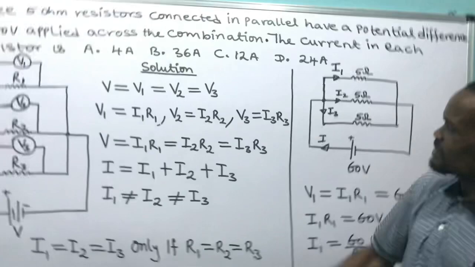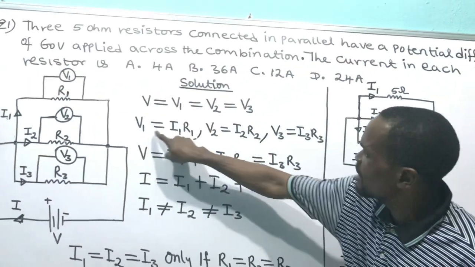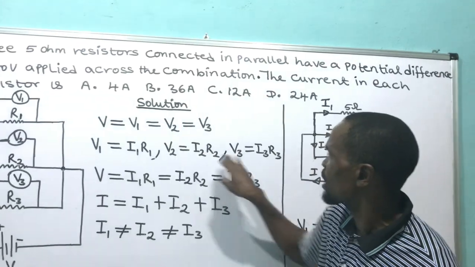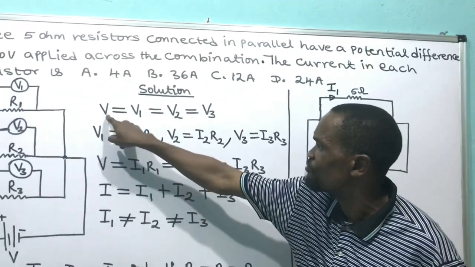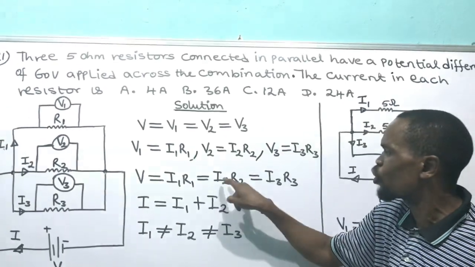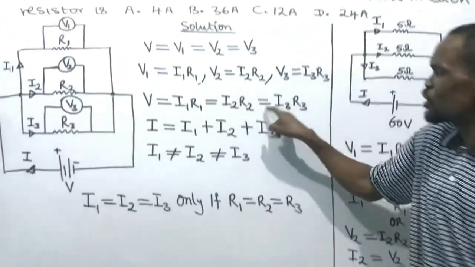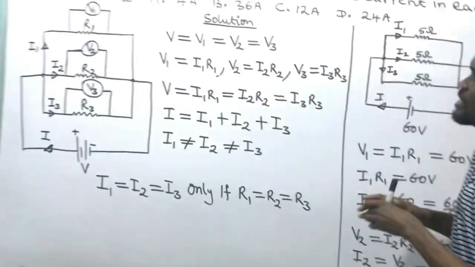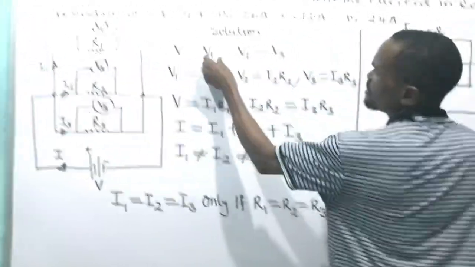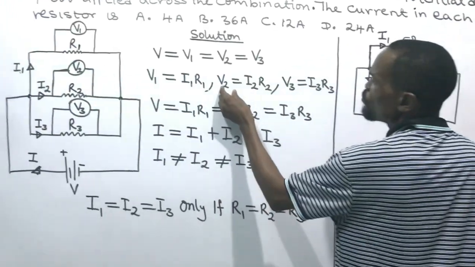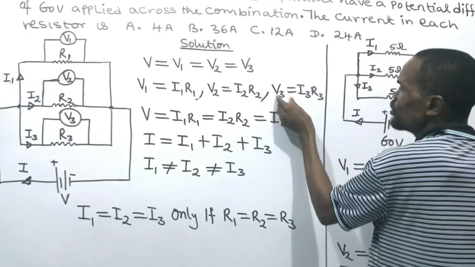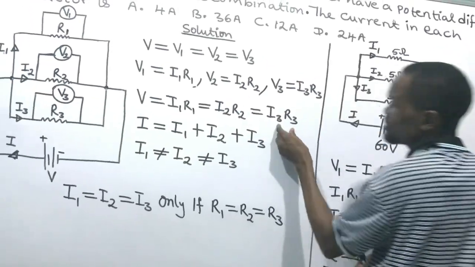Then we will say it again: since this is equal to this, we will carry this to substitute here, and this to substitute here. We have that V is equal to current 1 times R1, is equal to current 2 times R2, is equal to current 3 times R3. I remove this, carry this, put it here, and have this. Have you seen it now?